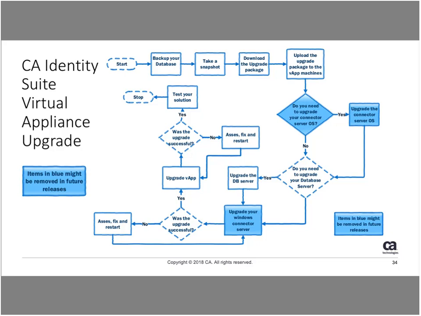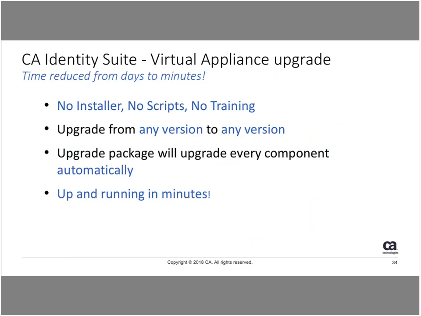Now, items in blue are items that, from our roadmap perspective, we're thinking we may not need to do in the future. Those are like the Windows type component. The database is still a third-party component that you still need to have to use. Again, with the virtual appliance, there's no installer, there's no script, there's no training. You just upload the package, you run the upgrade script, and you're done.